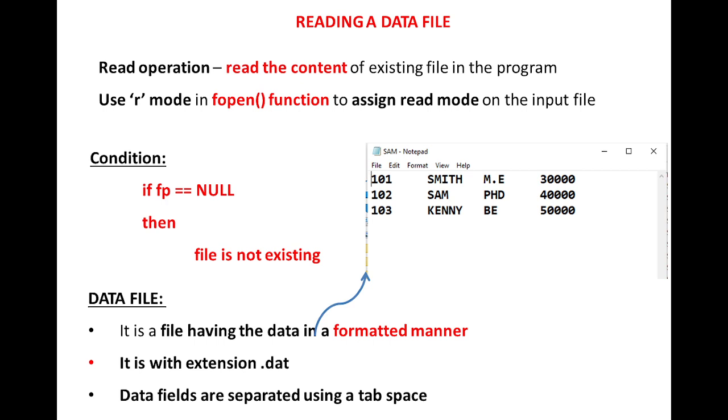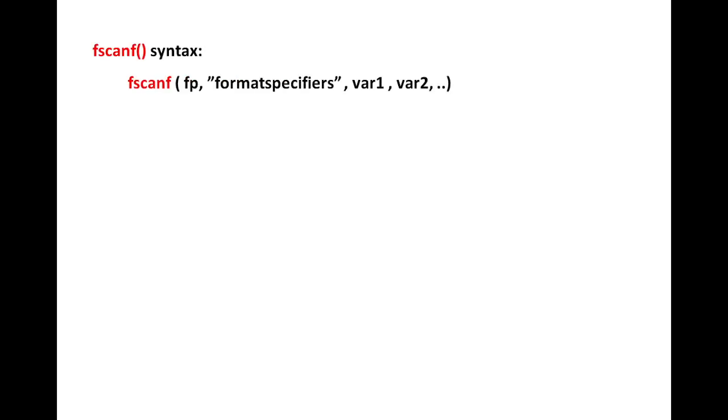So it is a very minimal size of the database operation that we are going to do in this. Okay, right. So how can we implement this? What is the syntax to be followed for FSCANF?